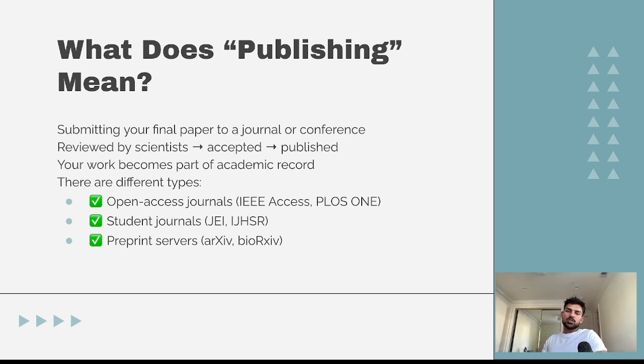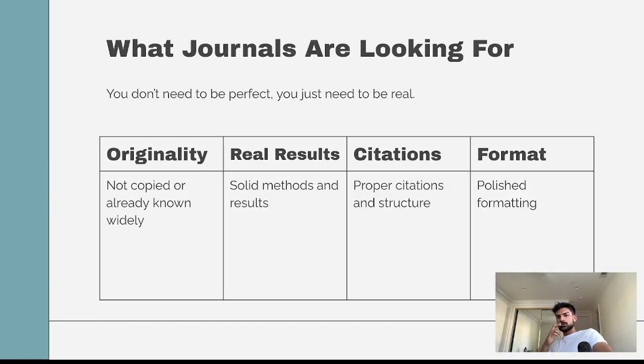There are different types of journals. There are the open access journals like IEEE Access, PLOS ONE. There are student journals. Student journals we're going to avoid because they're not high impact, but it's just one of those journals out there. And there are also preprint servers like bioRxiv, arXiv. These are all basically preprints, and they're easier to get accepted to. Actually, I don't think there's even a selection process. They're just preprints. It's not an actual publication in a journal.